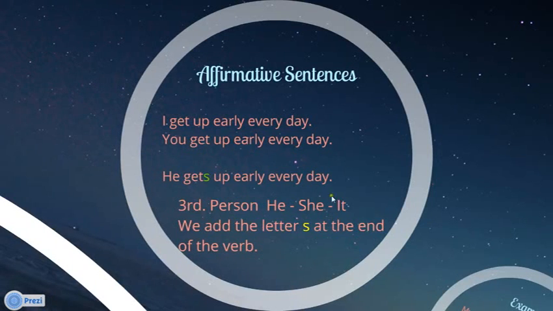In affirmative sentences, such as I get up early every day or you get up early every day. With the third person form, he, she, or it, you use the letter S at the end of the verb. Example, he gets up early every day. The third person form is he, she, and it. So for that reason, we add the letter S at the end of the verb, as you can see in the example. Repeat. He gets up early every day.